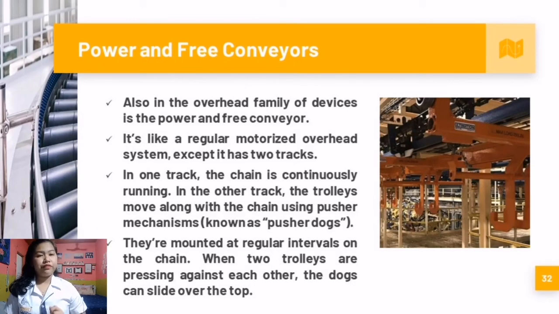Power and free conveyors. Power and free conveying systems are designed to move parts through the production and assembly process. Items being assembled move from workstation to workstation. They stop at each station to be worked on, and then they move on. Power and free systems are a special form of overhead conveying system.